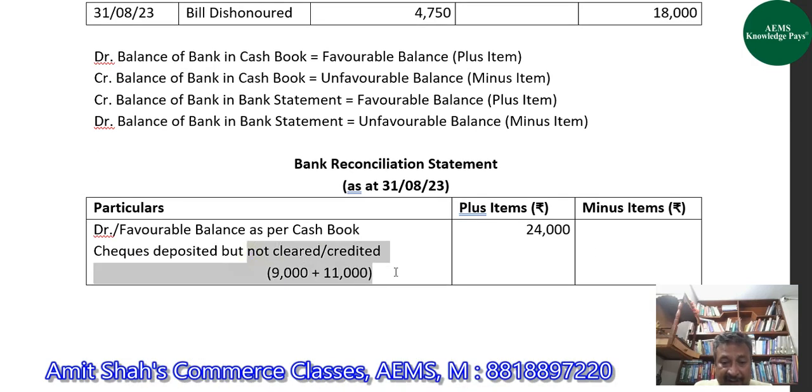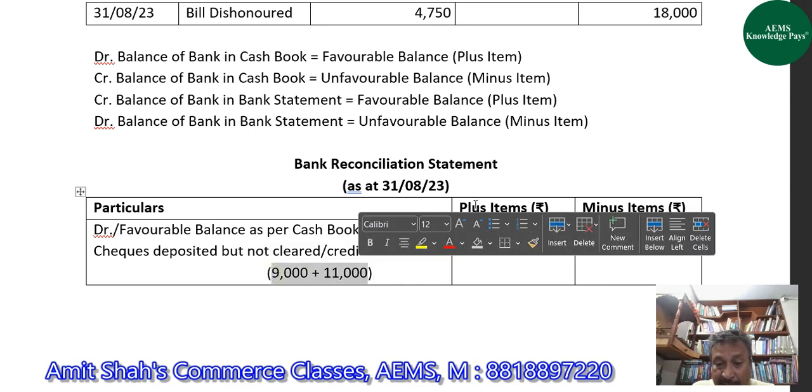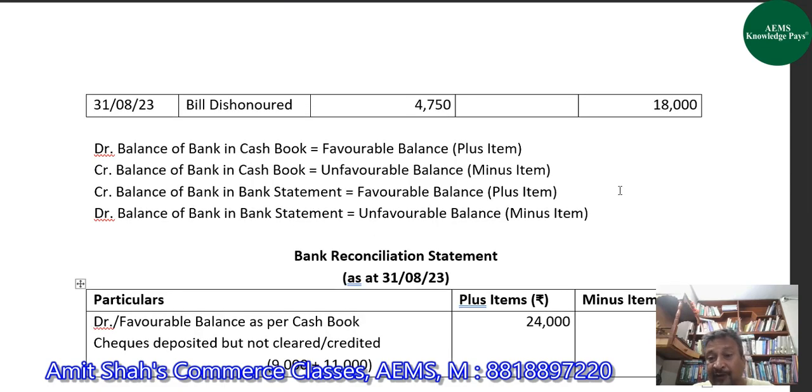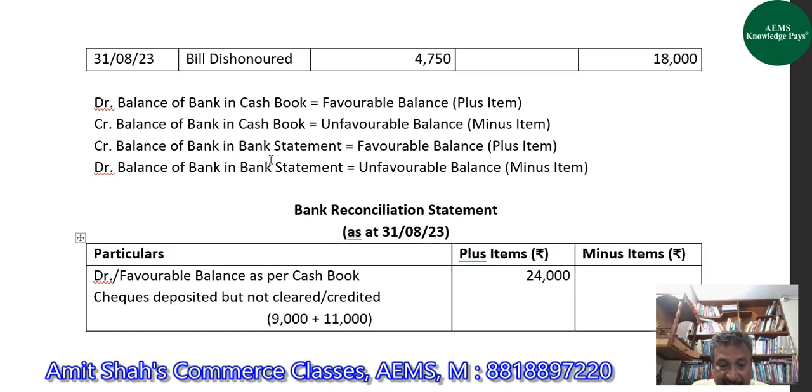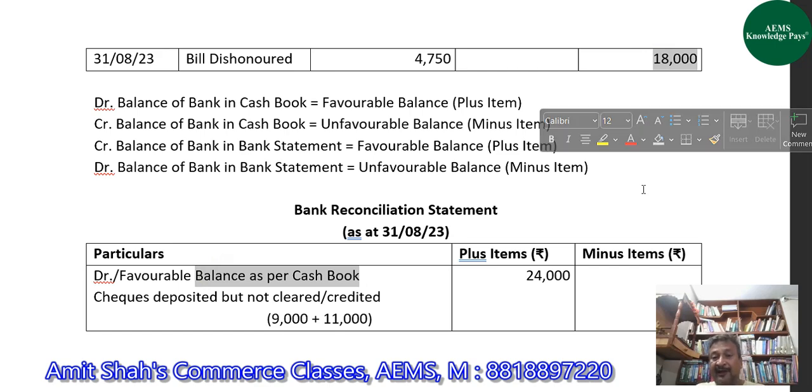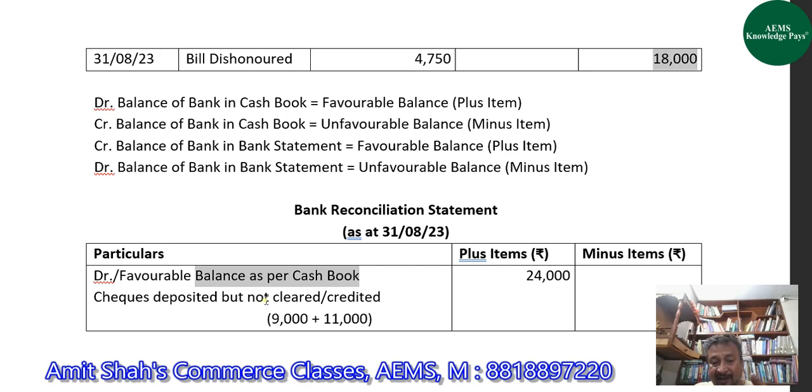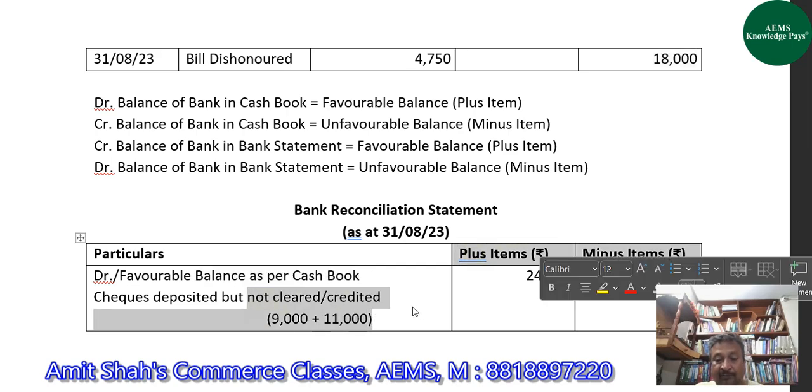So now we have to decide where these two items will go, in the plus column or in the minus column. Now listen carefully, guys. Because of this 20,000, there is a difference in the cash book and passbook balance. This is one of the reasons why the cash book balance and bank statement balance are different. Bank statement and passbook are one and the same thing. What decides whether this 20,000 goes in the plus or minus column is the balance towards which we are moving. In this BRS, we started from the cash book balance and we are moving towards the bank statement balance. So the balance towards which we are moving will decide whether this item goes in the plus column or the minus column. How?